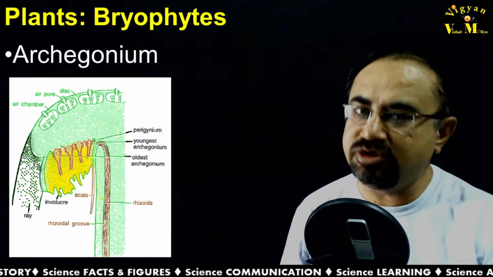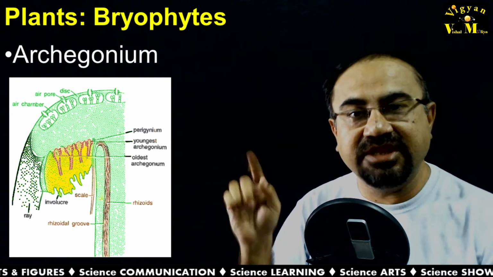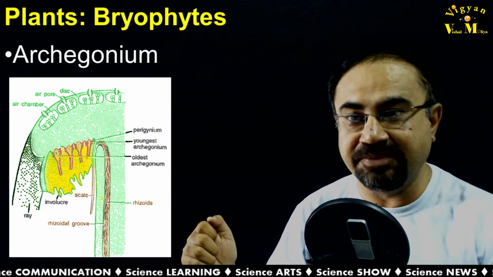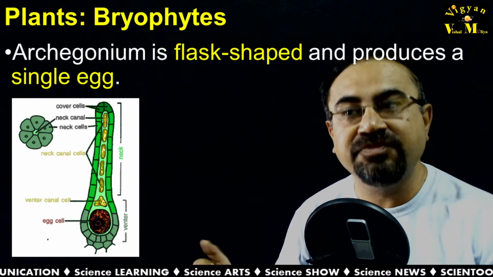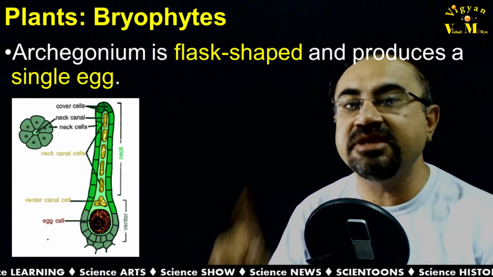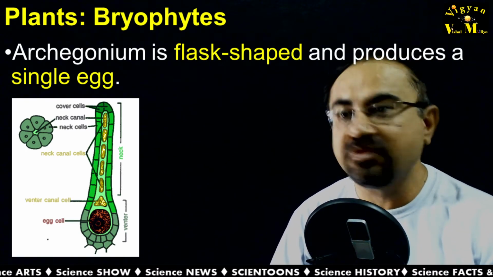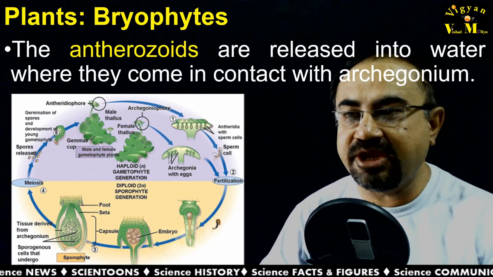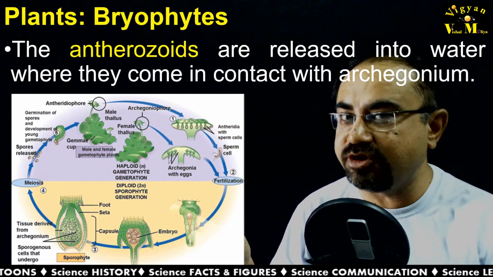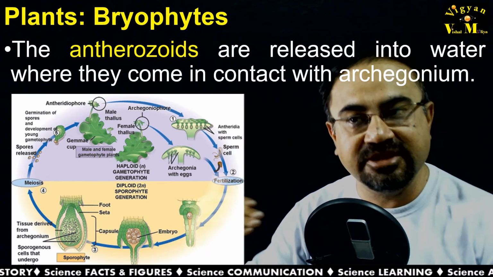The female sex organ is called archegonium. One can see this archegonium from the top view, and here we can see the longitudinal section of the archegonial branch, and in that branch the arrow is showing the presence of archegonium. If you go in detail, it is flask shaped and produces a single egg. The antherozoids, which are motile, are released in the water. Do remember we discussed that sexual reproduction requires water, and these antherozoids are released in water.